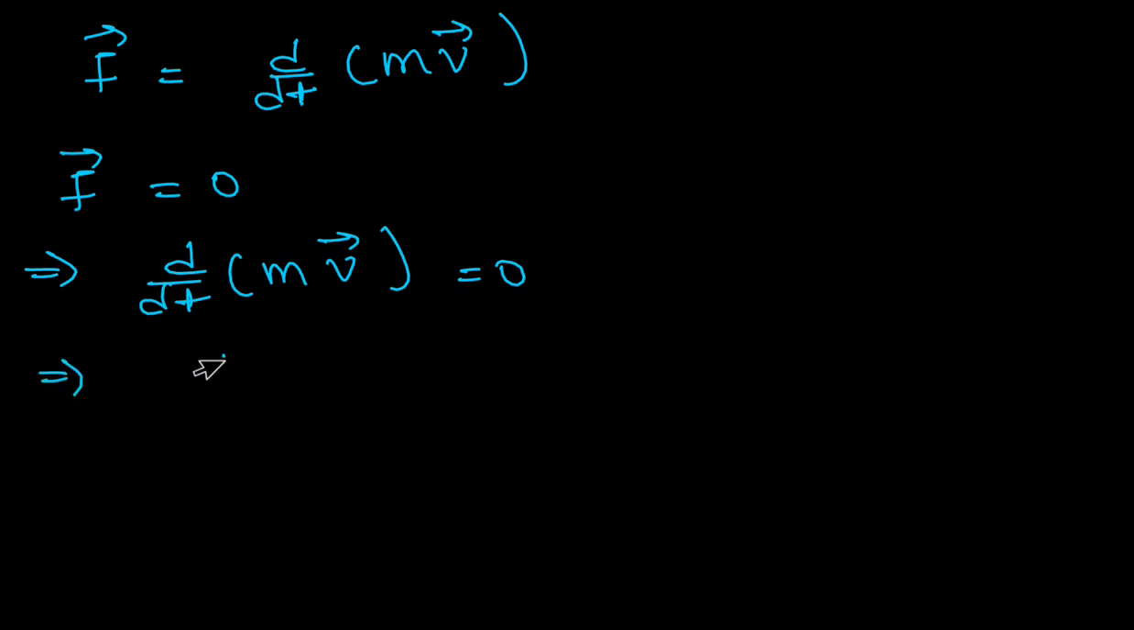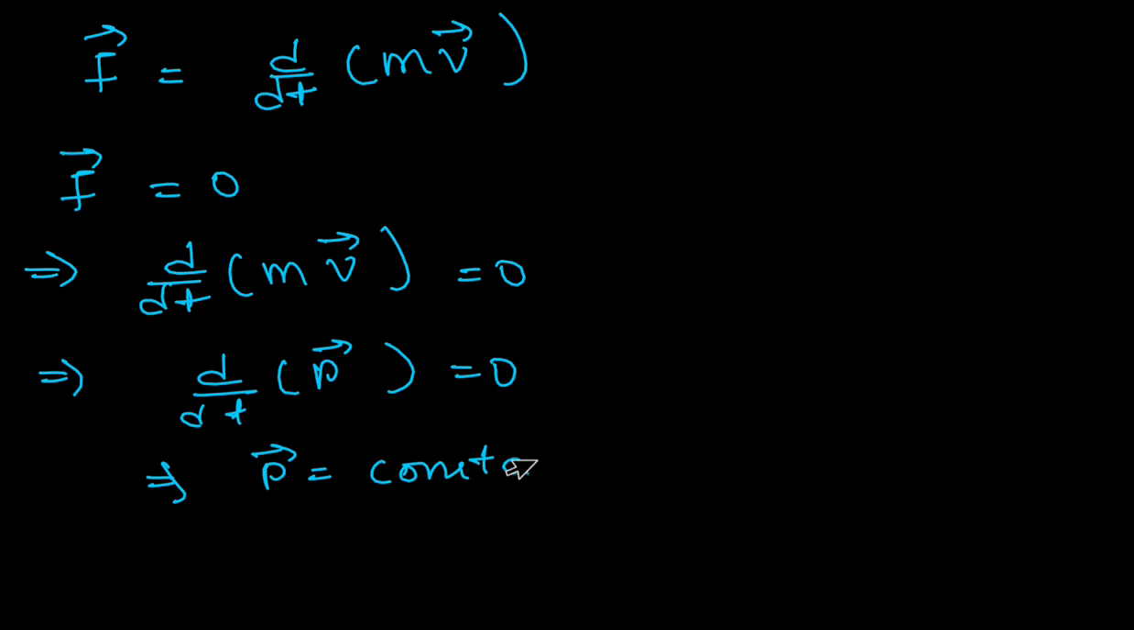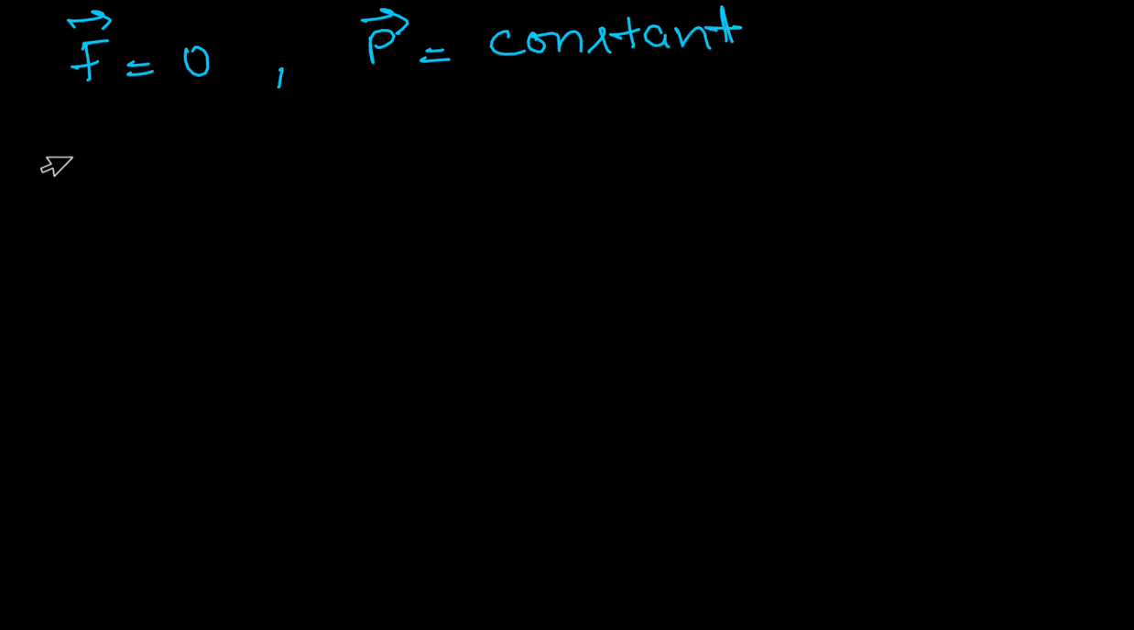So we can write it as d by dt, and p is linear momentum, equal to 0, which means that linear momentum is constant. So when external force is 0, the linear momentum is constant, and this is obtained from Newton's second law of motion, and this is a very important result. So we just obtained that when external force is 0, the linear momentum of the system is constant. From this we obtain the law of conservation of linear momentum.